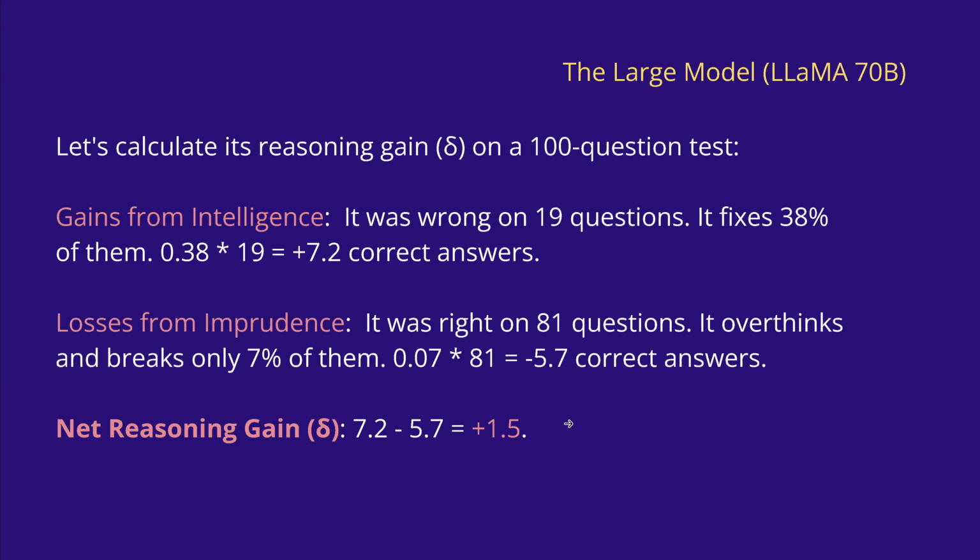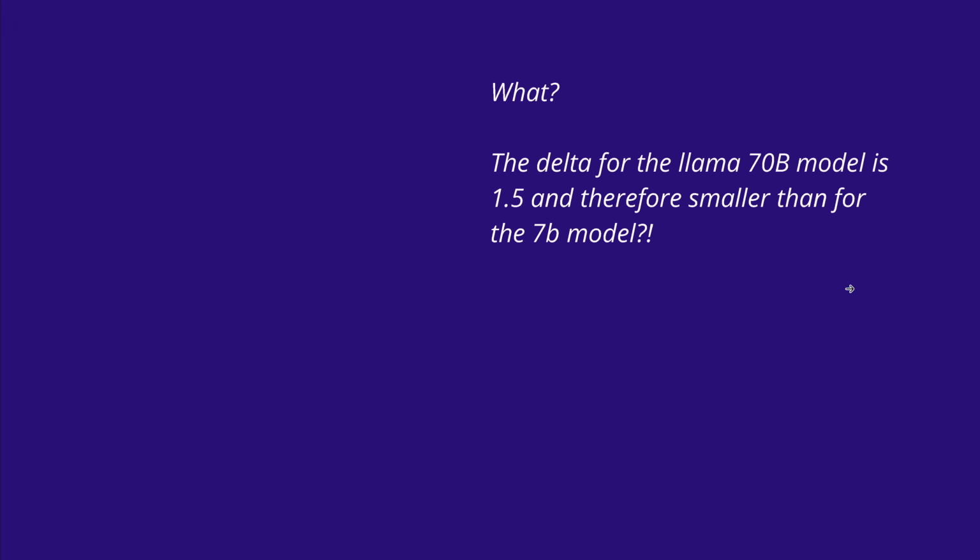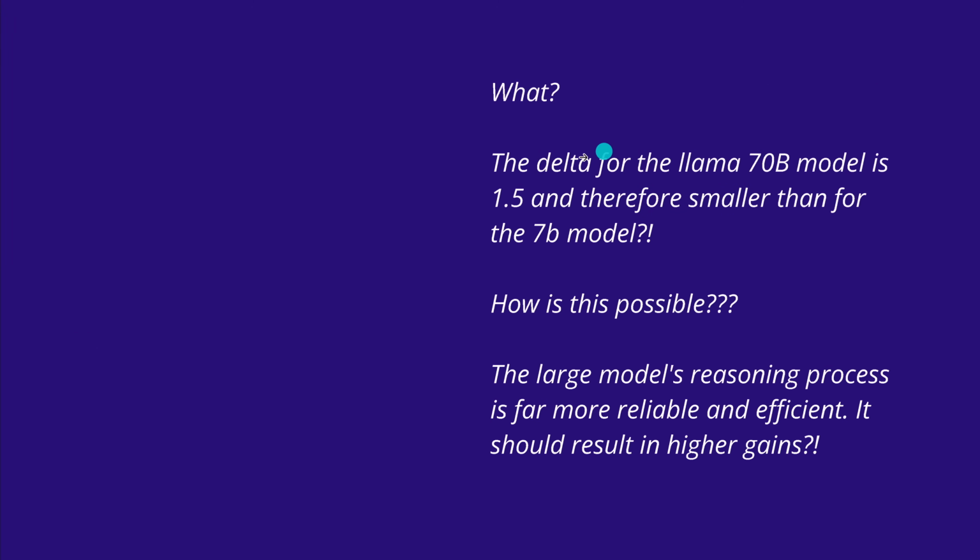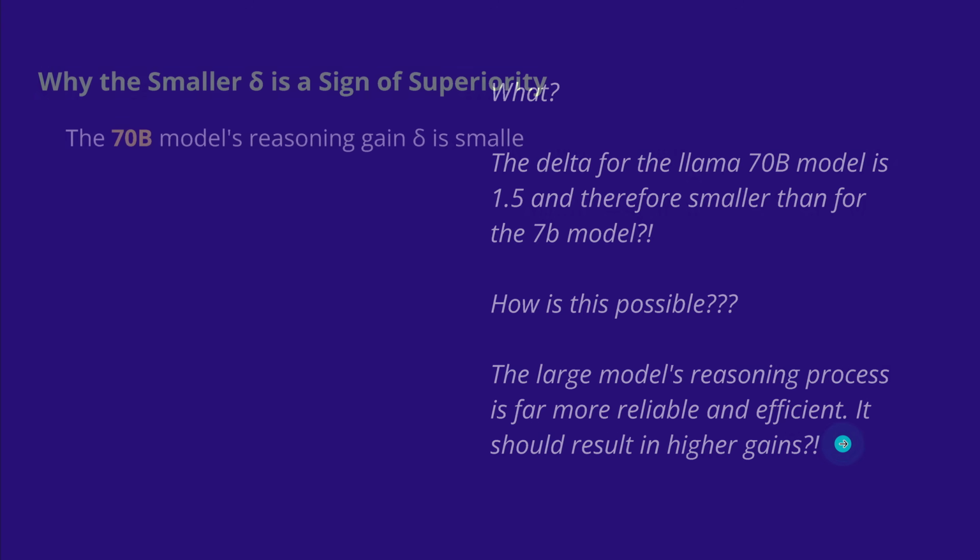How is this possible? How is it possible that a big, more powerful reasoning model has suddenly less net reasoning gain? The delta for the Llama 70B model is 1.5 and therefore smaller than for the small 7B model. How is this possible? Because normally I would assume that a large language model reasoning process is far more reliable and efficient. Shouldn't it result in higher gains?